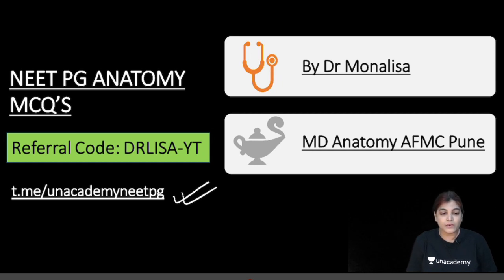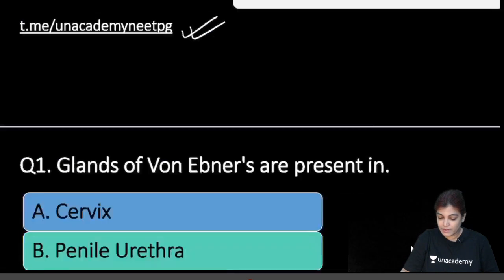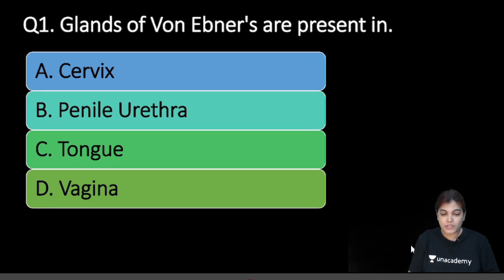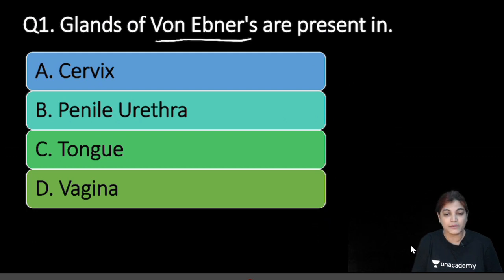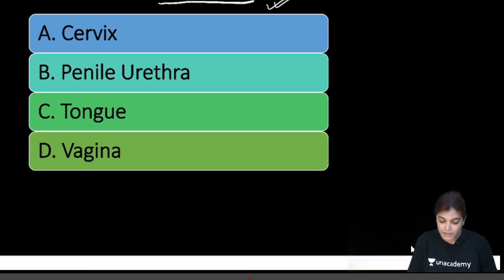After that, I would like to discuss a few MCQs for today's session of the NEET PG platform. The first MCQ is: gland of Van Ebner's is present in? The four options are given: cervical, penile urethra, tongue and vagina. For solving this, it is important for us to know what Van Ebner's gland is and where it is located, so I would like to firstly describe this.